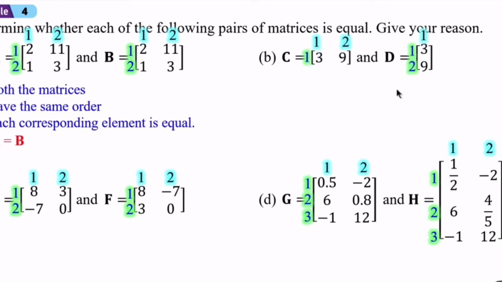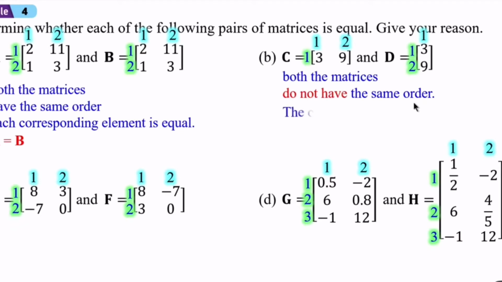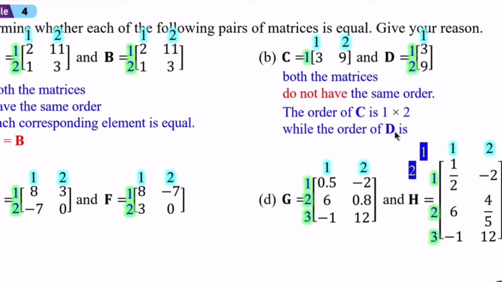And then how about C and D? Do they have the same order or not? No, they do not have the same order, because matrix C is 1 by 2, and matrix D is 2 by 1. So the orders of matrix C and D are not the same. Matrix D has 2 rows and 1 column. So they are not equal matrices. Matrix C is not equal to matrix D.